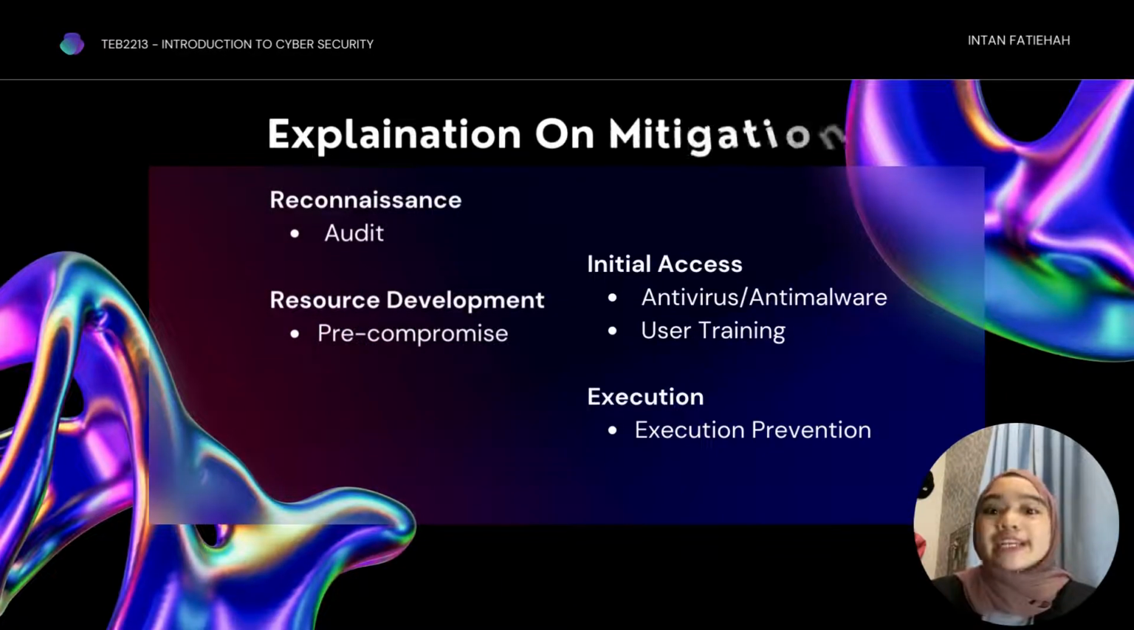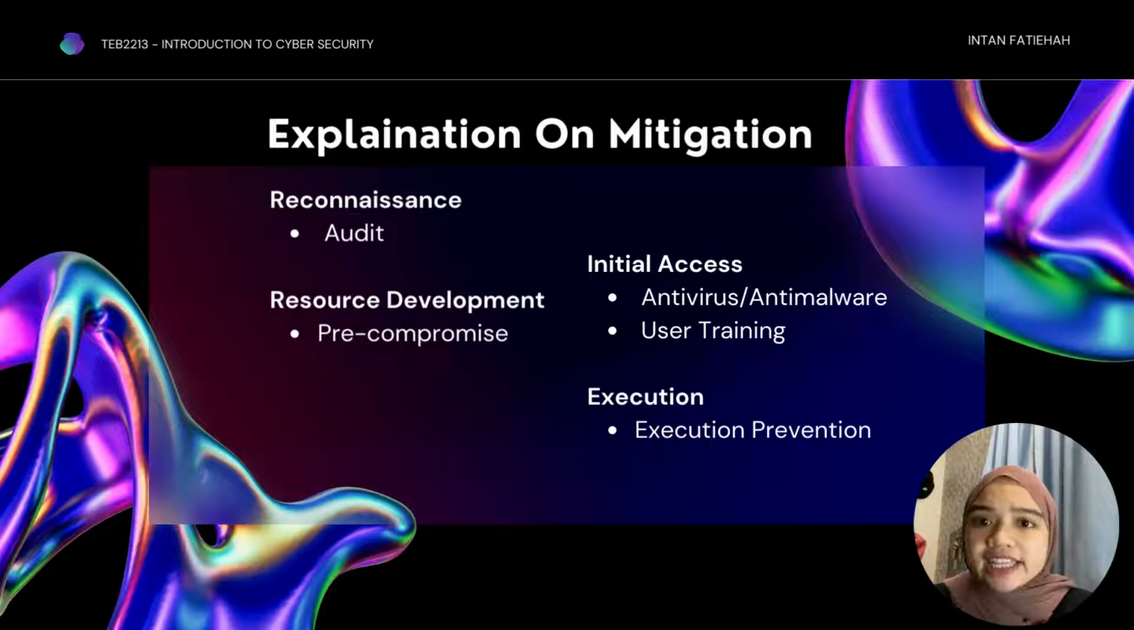Hello everyone, now I'm going to explain the mitigation of the techniques that we have chosen. For reconnaissance, the assistant may mitigate by using audit, where the assistant needs to scan public code repositories for exposed credentials or other sensitive information before making commits. Ensure that any leaked credentials are removed from the commit history, not just the current latest version of the code.